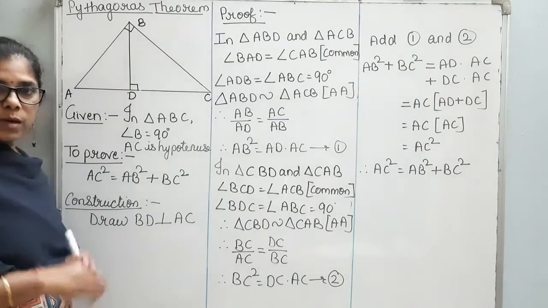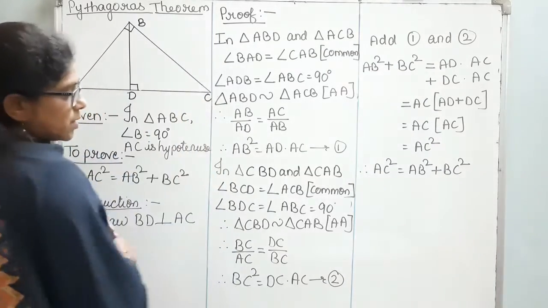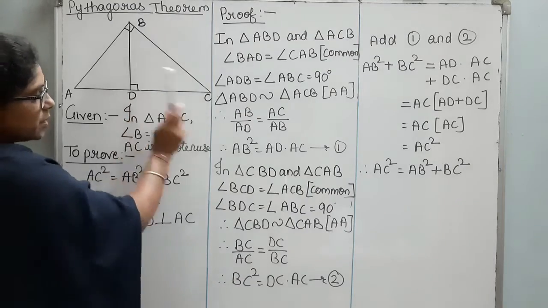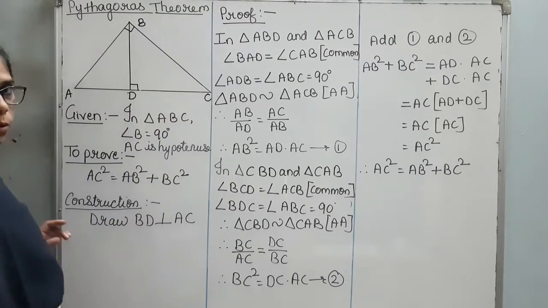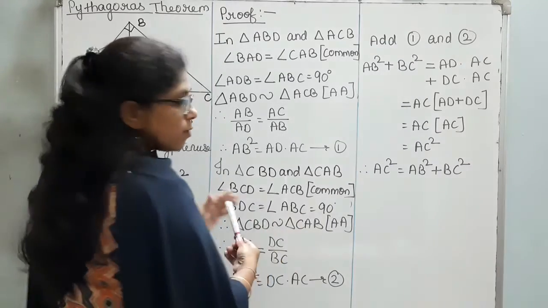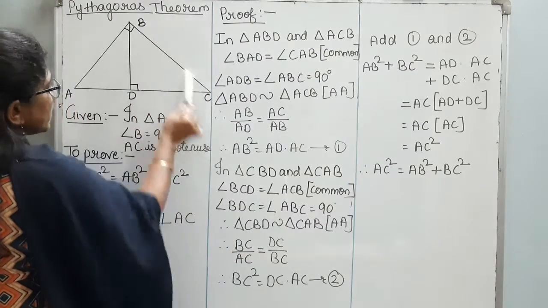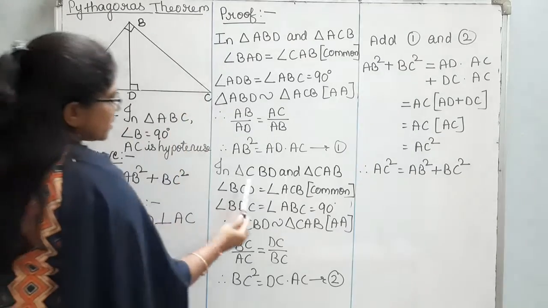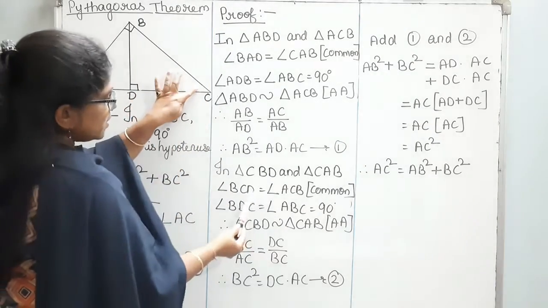Now what we have to do? Again the little bit part of our previous theorem. Consider triangle CBD and triangle CAB, means this triangle and our original triangle. We will prove how they are similar now. Angle BCD is equal to angle ACB. It's one and the same.